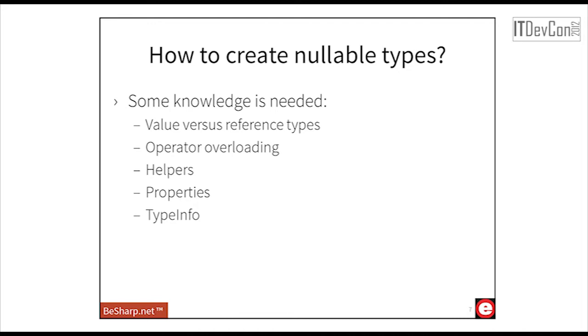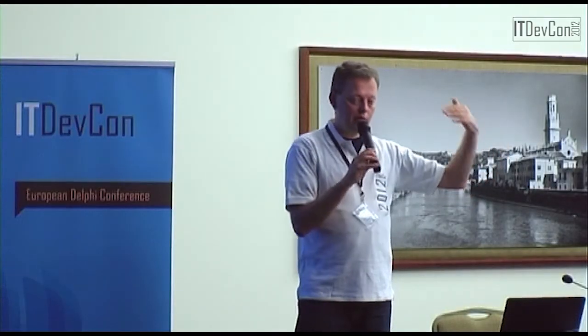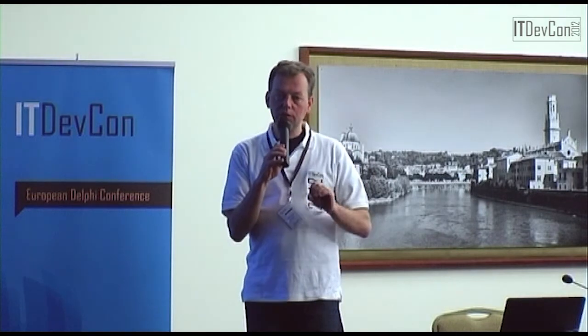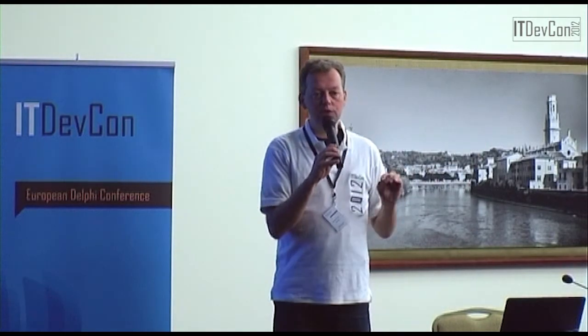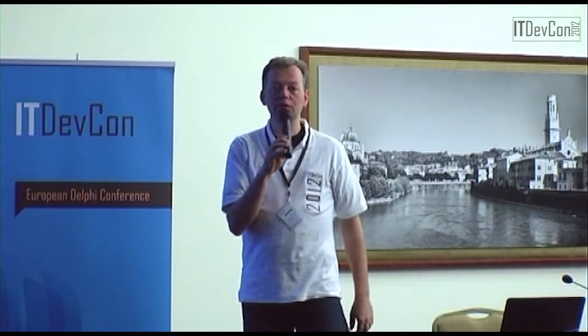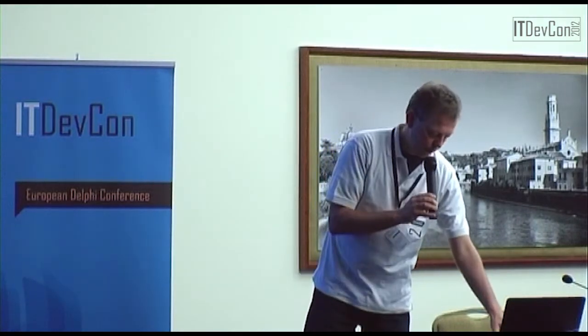I'll start with something very simple but important, the distinction between reference types and value types. Then we go for operator overloading, then to helpers. I'll do a small sidestep when time permits on the new helpers that were introduced in Delphi XE3. And then we are going to talk about properties and the object inspector, because it would be really, really cool to have nullable behavior in the object inspector at design time. And for that, you need a little bit of knowledge about type information.